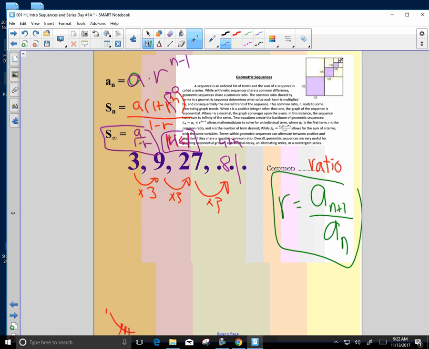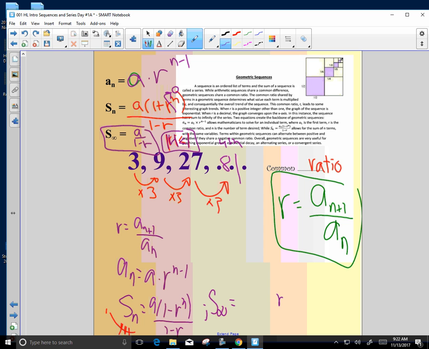So if you want to list them out, it's a of n plus 1 over a of n. A of n is a times r to the n minus 1. And then the sum of those is a times 1 minus r to the n over 1 minus r. Or the sum to infinity, if your r is between 1 and negative 1, just a over 1 minus r.